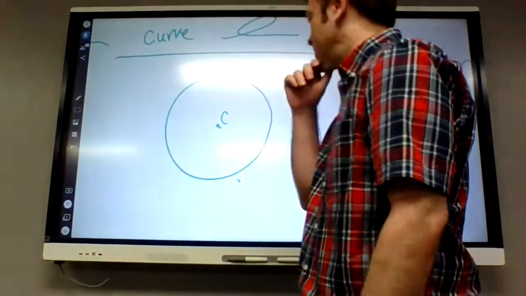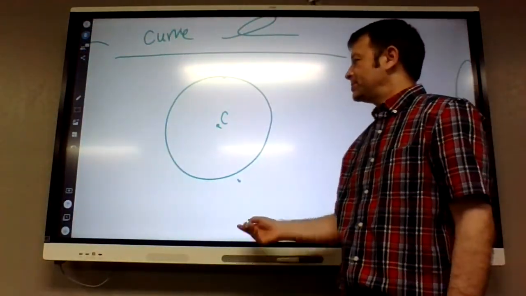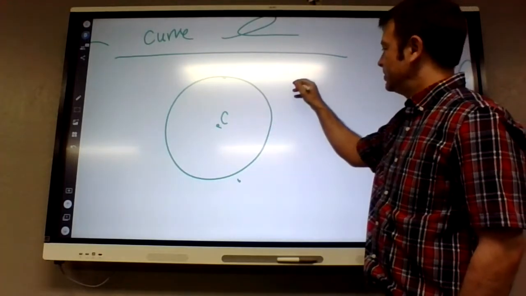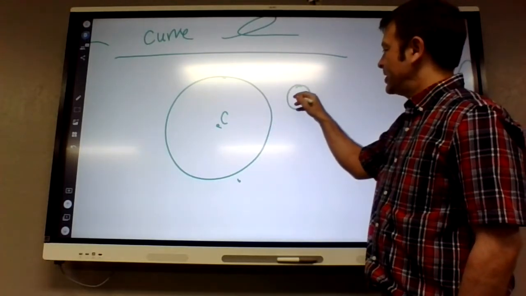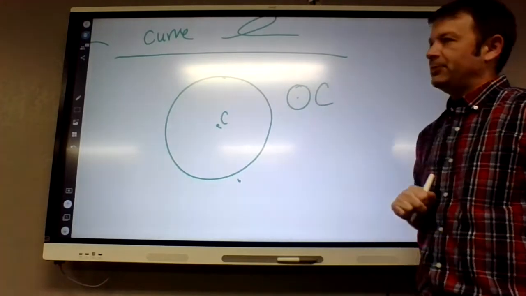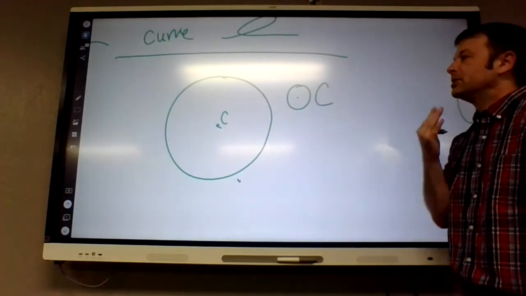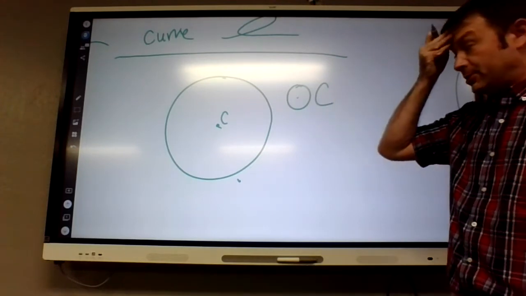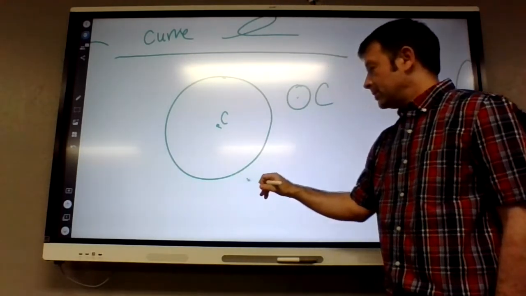Two circles here. Every point on the circle is the same distance from the center of the circle. To label a circle, there's a circle symbol that has a dot in it, and you name it by its center, like circle OC. You have to put a dot in it so it doesn't look like an O or a zero.